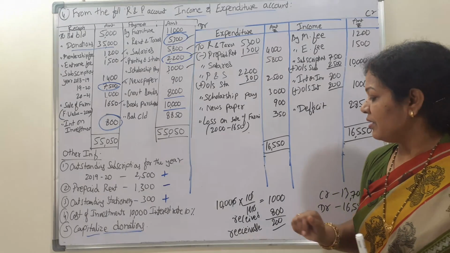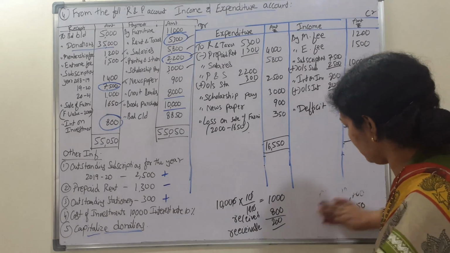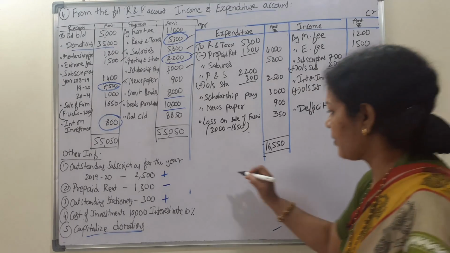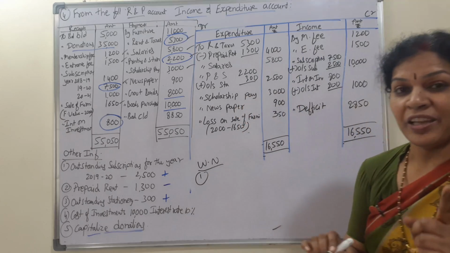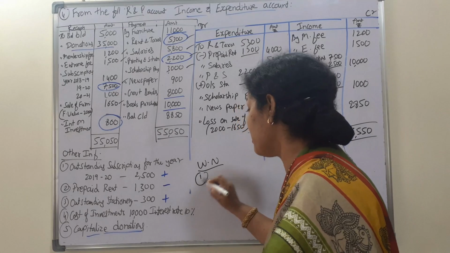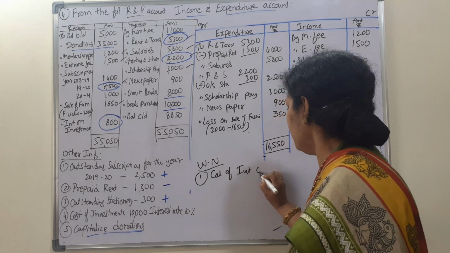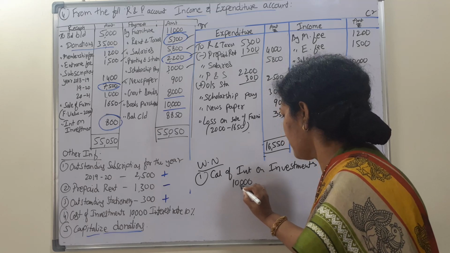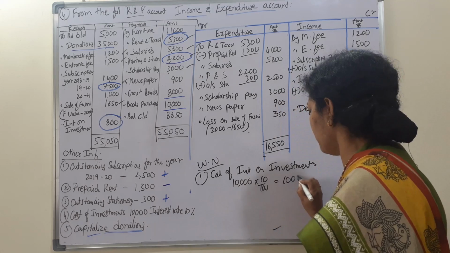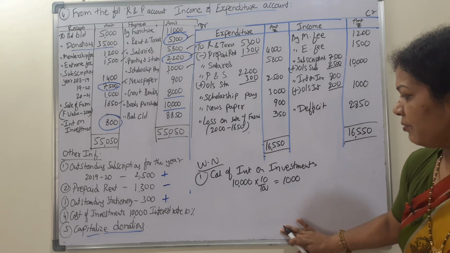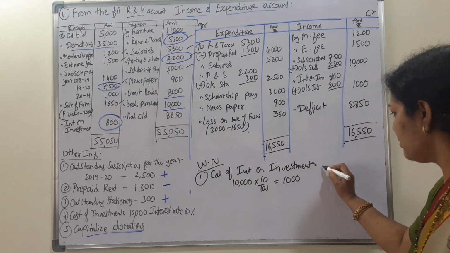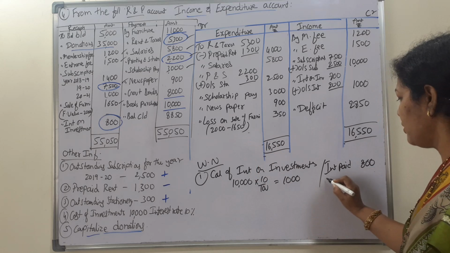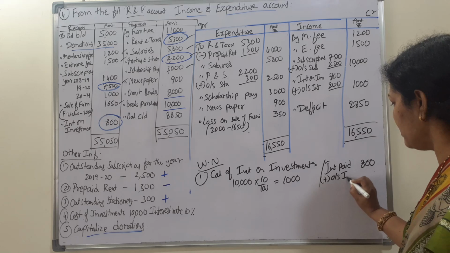Now here you can do one thing, working notes you can show. Working notes. First point, calculation of interest on investments. Investments cost is 10,000 into 10%. It is 1,000. So like calculation, okay. So it is 1,000. Paid, you can write it here also. Interest paid is 800. So still payable, outstanding interest payable 200.